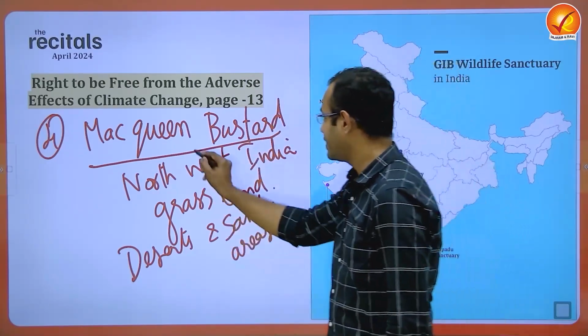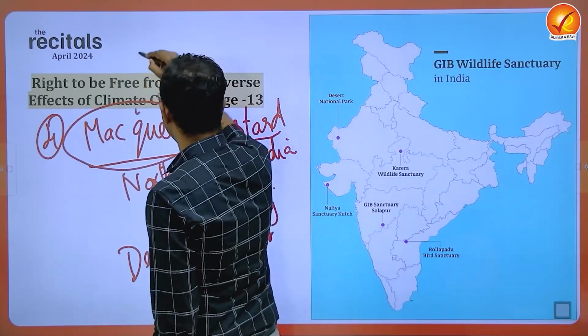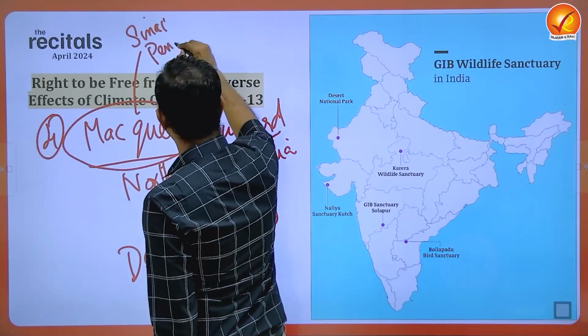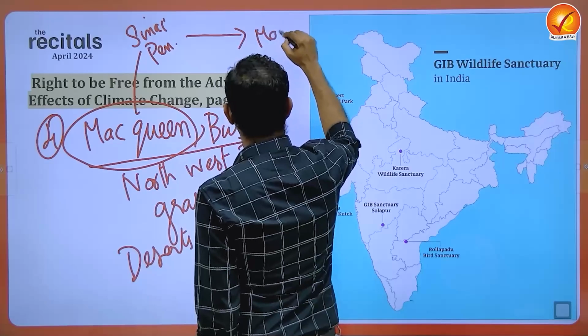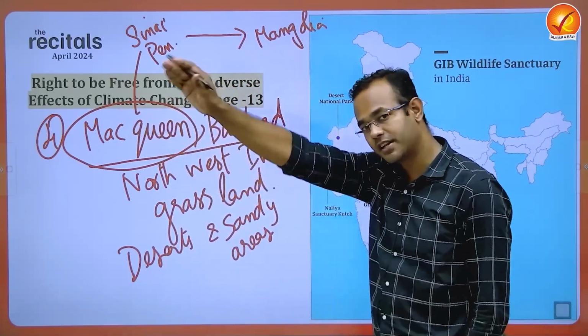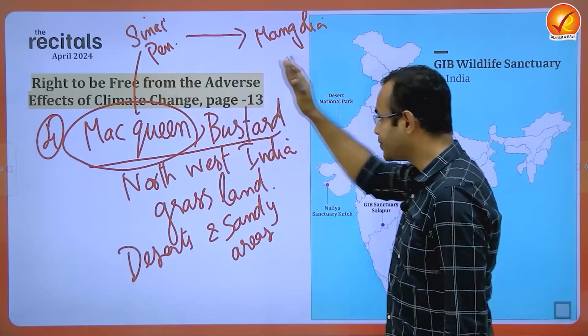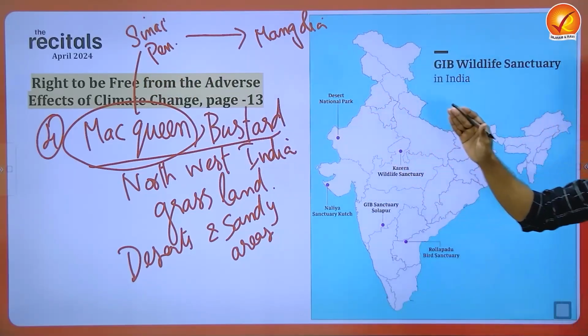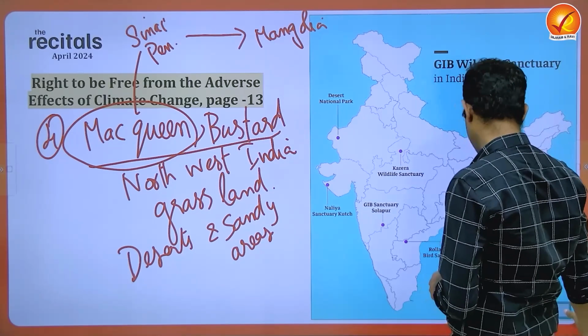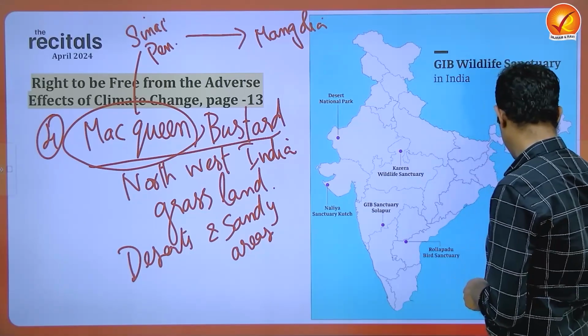Another important fact with respect to McQueen bustard is it is present across the world from Sinai Peninsula to Mongolia. It is distributed from Sinai Peninsula, the African part, to the Mongolian regions. That is its geographical distribution. Before moving further, there is a unique factor. I hope it is copied.